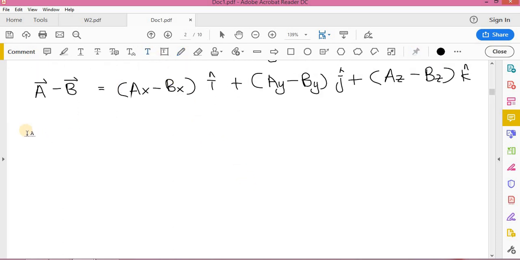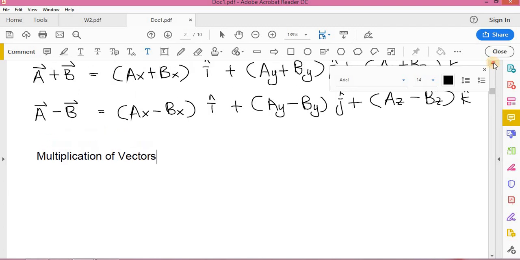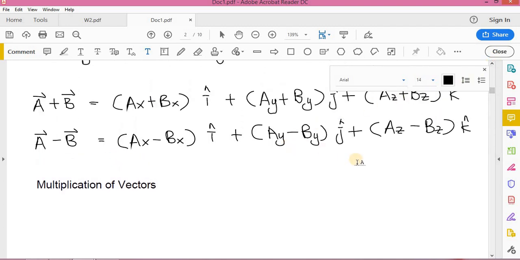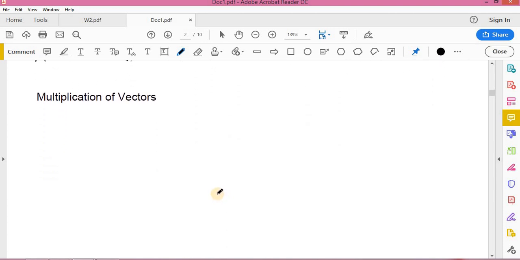Okay, so I will put in these sections. Multiplications of vectors. For the addition and subtraction, I hope there is no problem because it is very direct. You just minus them according to their directions. So for vector multiplication, what should we do?